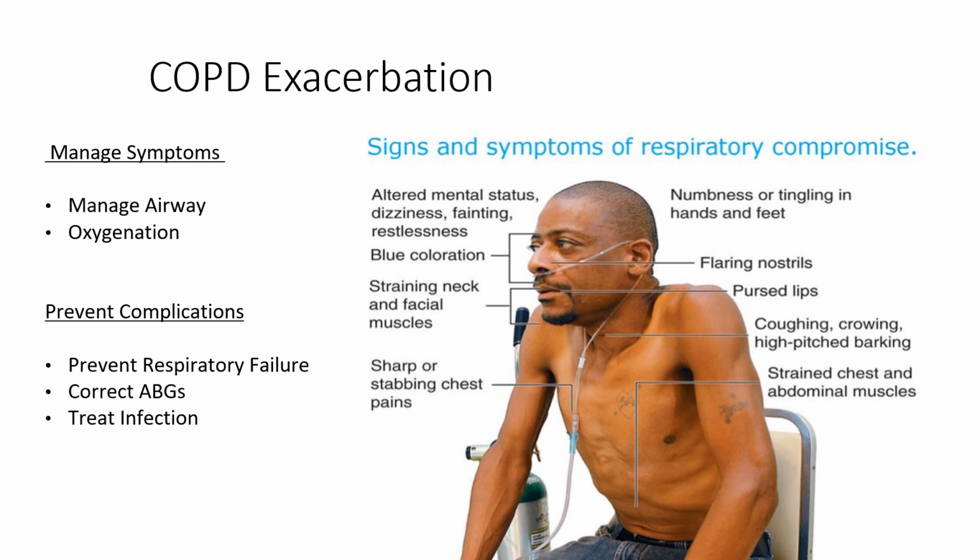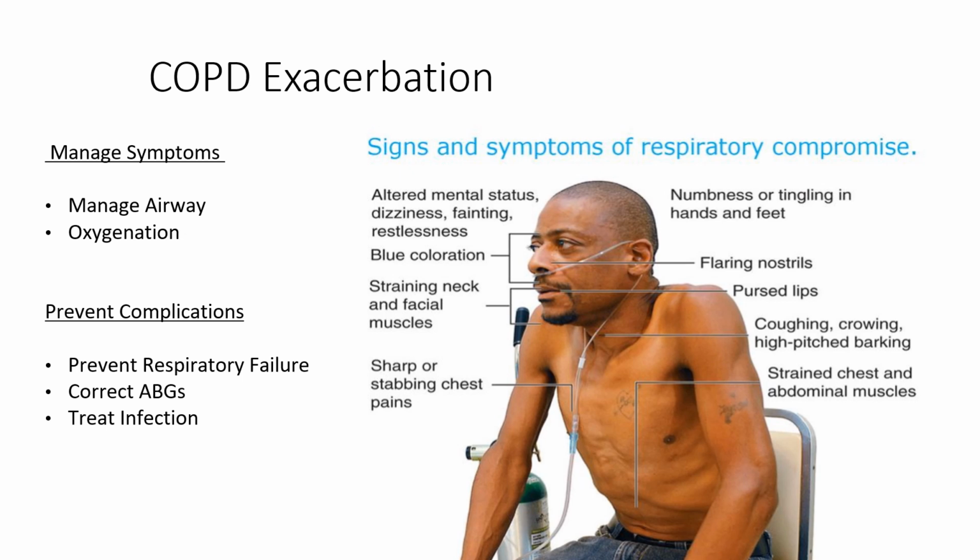Signs and symptoms of respiratory compromise and distress: altered mental status, dizziness, restlessness. Especially with this COPD patient that might have some type of respiratory acidosis going on. They are retaining carbon dioxide. Well, what happens when your body is in respiratory acidosis? You become confused, so that altered mental status is very important. Your patient comes in with a COPD exacerbation, you need to be doing those neurological assessments.